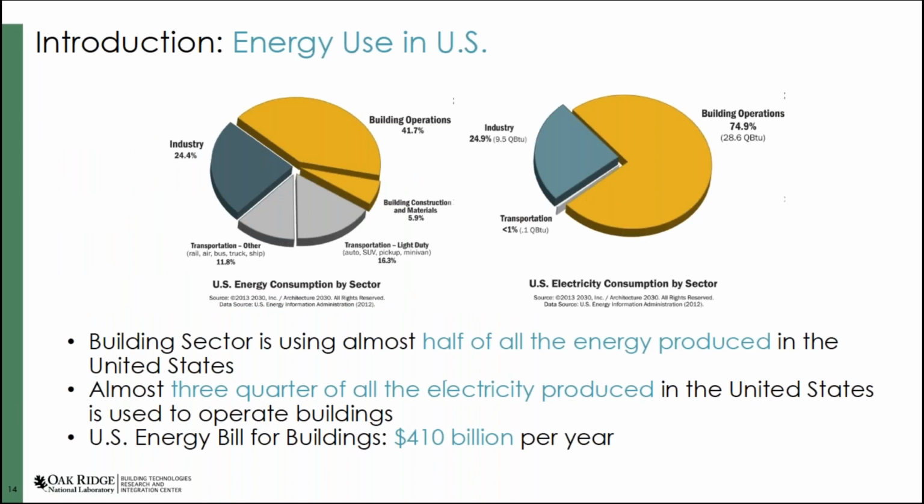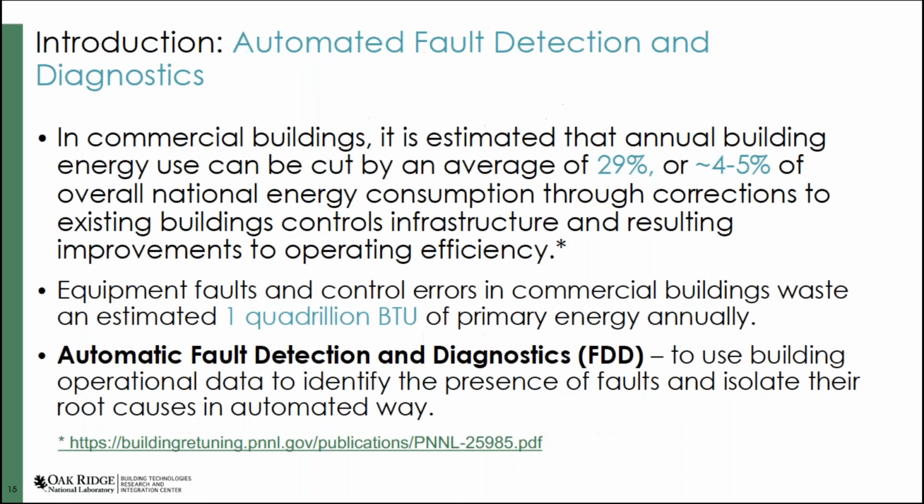So first, let's look at the outlook of the energy use in United States. When we look at the energy use, as you can see, the building sector is using almost half of all energy produced in the United States. If we look at the electricity use only, building sector is using almost 3/4 of all electricity produced. This costs us about $410 billion every year. Next.